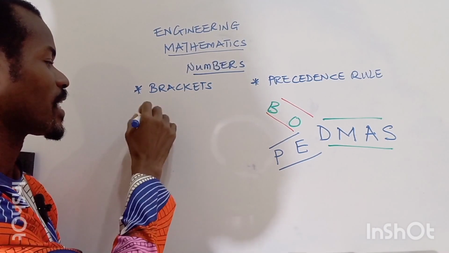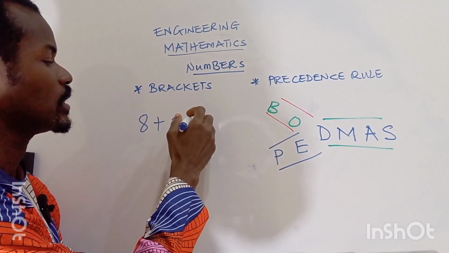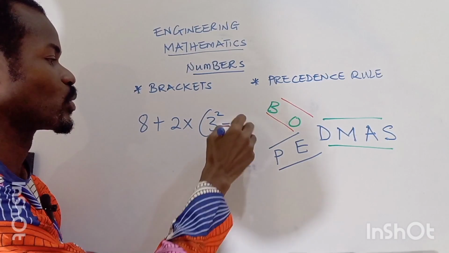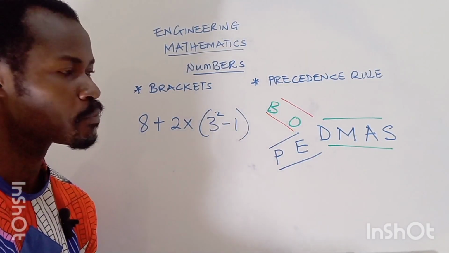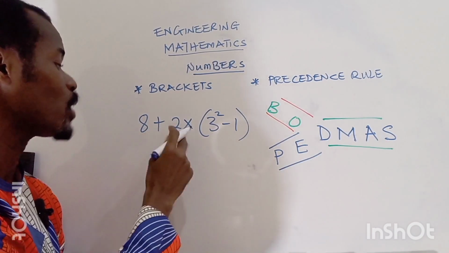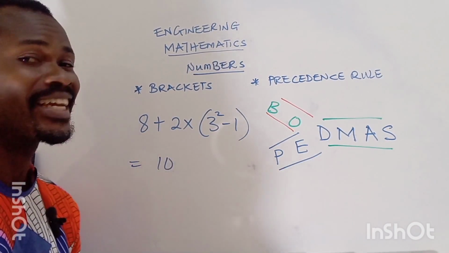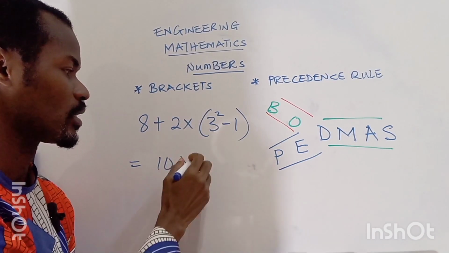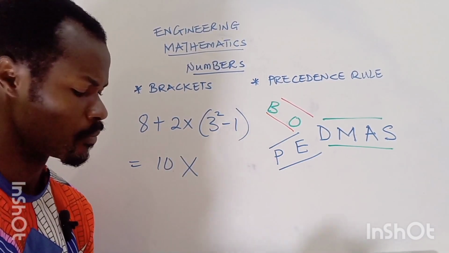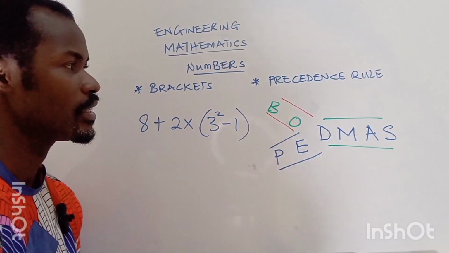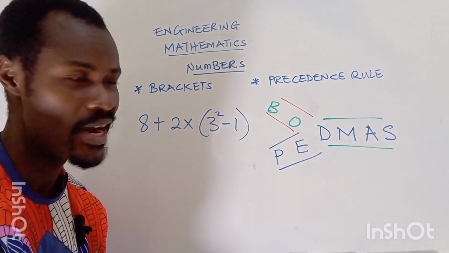For instance, let's say we have 8 plus 2 times 3 squared minus 1. Most times, people want to solve it the same way: 8 plus 2 is 10. But this is wrong in maths. You always have to follow what we call the precedence rule.